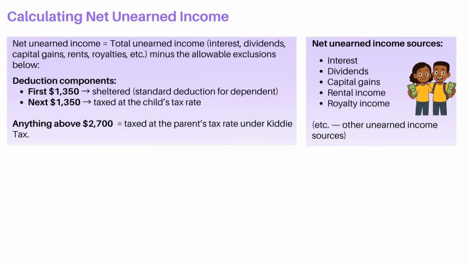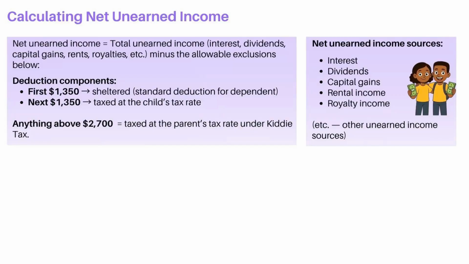Kiddie tax is not about earned wages. Kiddie tax is about the kid earning investment income they didn't work for. And that is what the IRS is concerned about shifting down to lower tax brackets. All right, and one last reminder, parents also have an option. If the child only has interest, dividends, and capital gain distributions, and that unearned income is between these amounts, the parents can elect to report the child's unearned income directly on the parent's tax return instead.